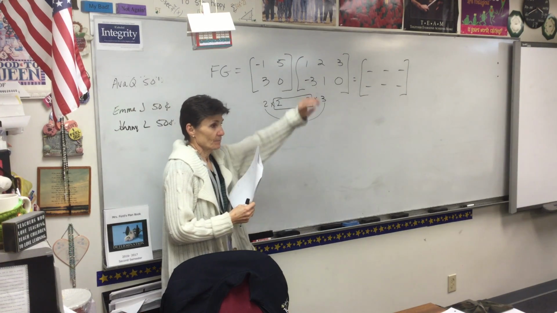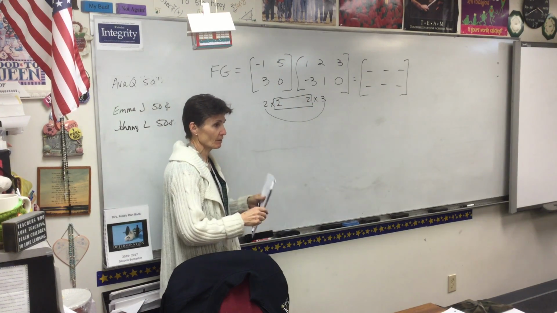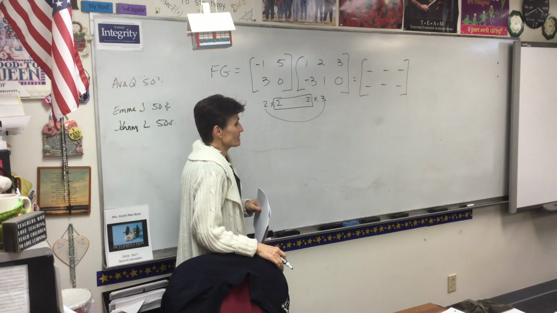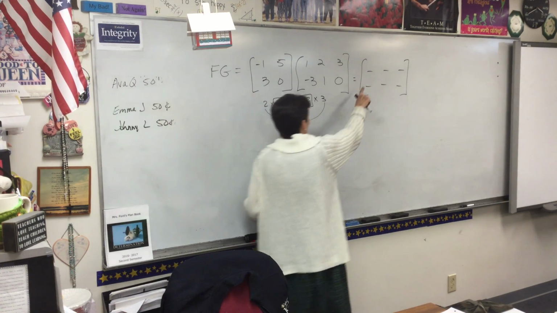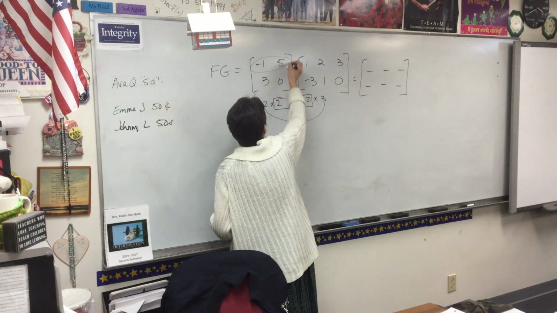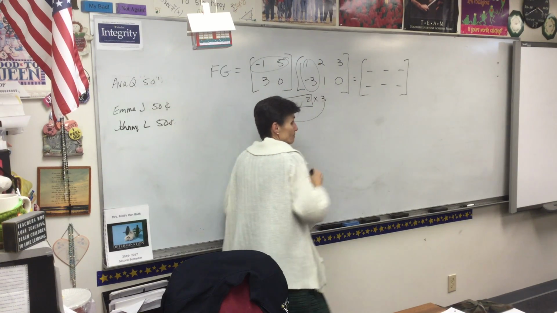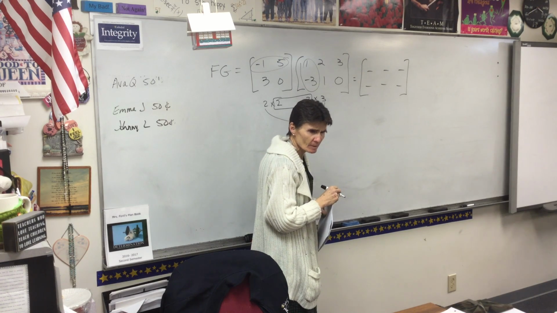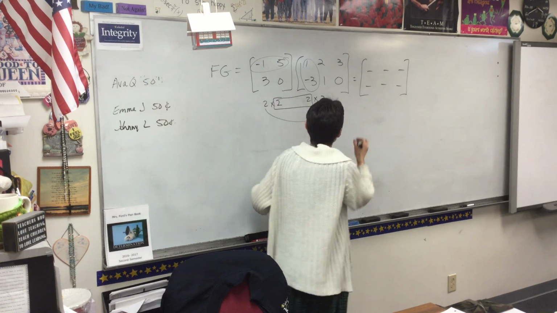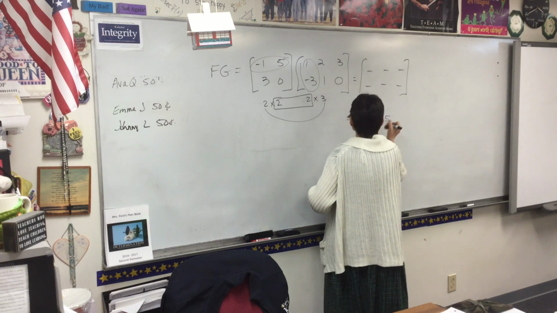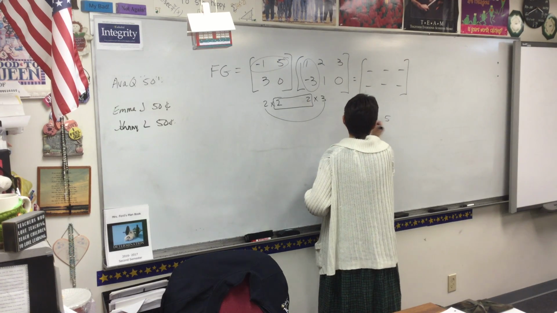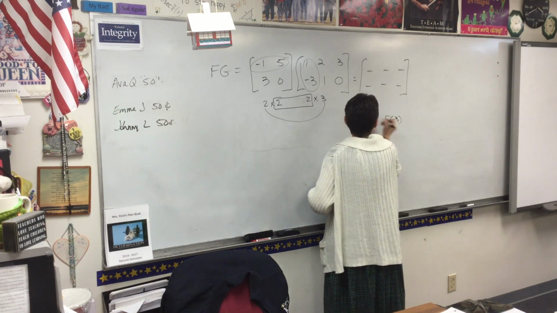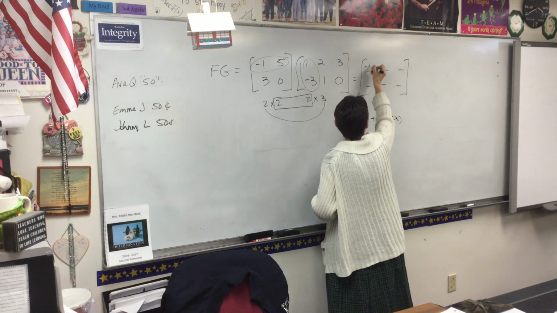All right, are you ready? You're going to get done, Caroline? All right, so here we go. To fill this spot, we're going to take our first row and our first column. First row is -1, 5. First column is 1, -3. So, Caroline, did you get -16?